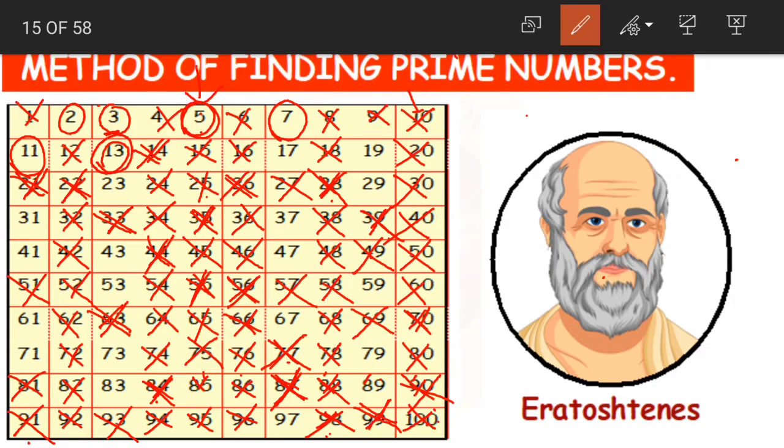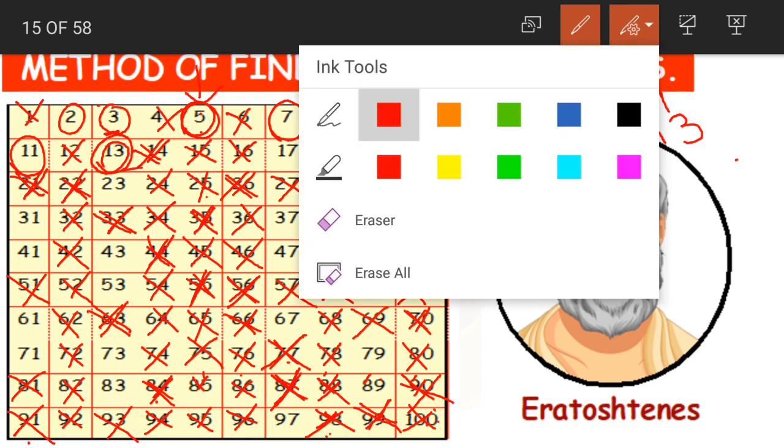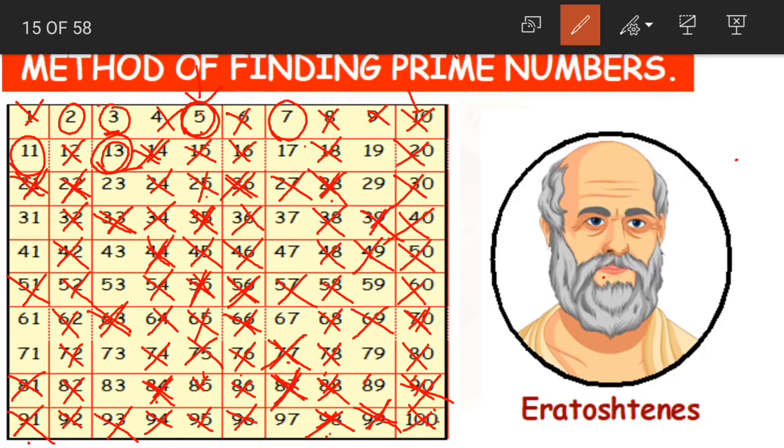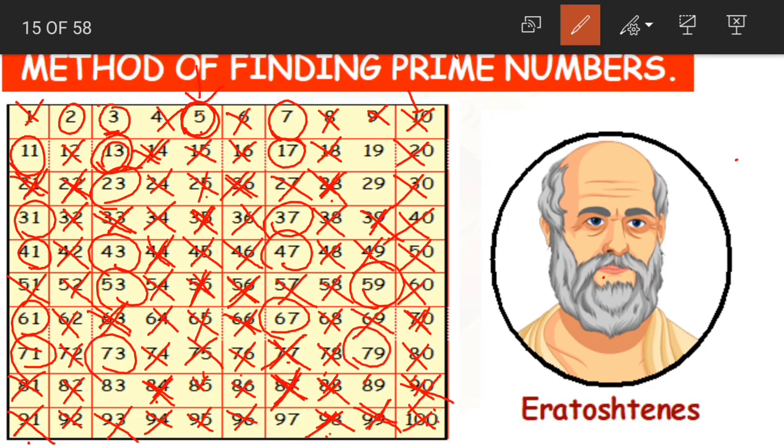Yes, children? So 13 is a prime number because it has only two factors, 1 and 13. Now what will be our next step? To cross out all the multiples of 13. But if you understand the concept here, you need not do any more. Okay. Now whatever the numbers are remaining, just circle them. 31, 37, 41, 43, 47, 53, 59, 61, 67, 71, 73, 79, 83 and 97. Now these are all our prime numbers.